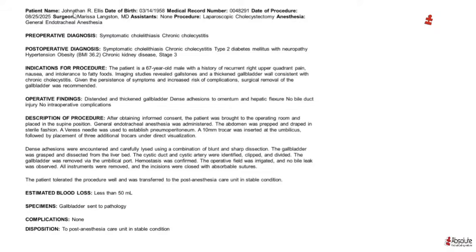The patient name is Jonathan Ellis. Date of birth, 3/14/1958. Medical record 0048291. Date of procedure, 8/25/25. Surgeon, Marissa Langston, MD. Assistance, none. Procedure, laparoscopic cholecystectomy. Anesthesia, general endotracheal anesthesia. Preoperative diagnosis, symptomatic chole.